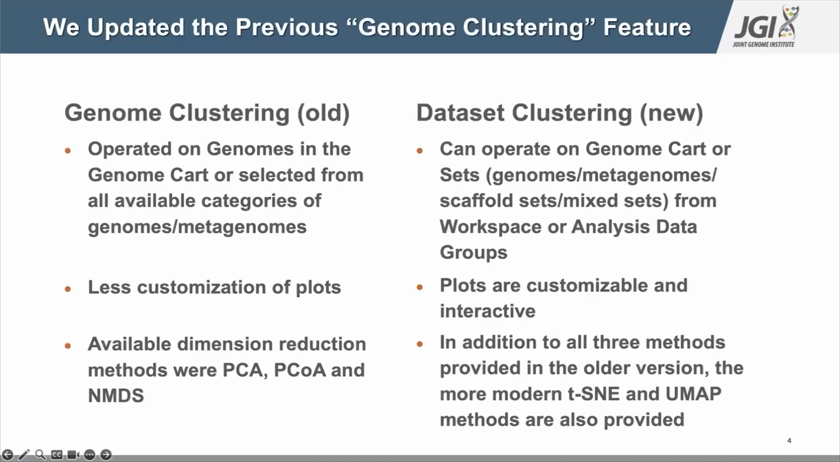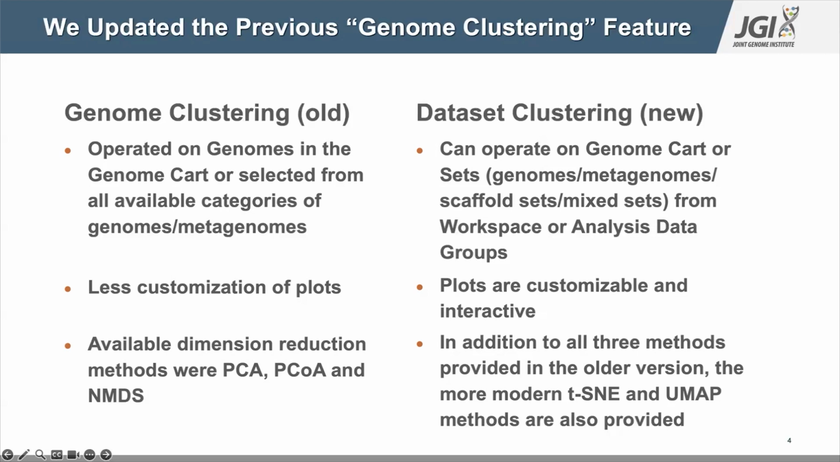So this is actually an update of a previous IMG feature, which was called genome clustering. And as I'm going to talk about now, we consider this to be a big improvement over that older feature for many reasons. First of all, while the older feature operated only on genomes in the genome cart or selected from available categories of genomes or metagenomes, the new feature can operate on genomes from the genome cart, genome sets or scaffold sets from the workspace, or even mixed sets from analysis data groups. In addition, while the old version had less customization of plots, in the new version, the plots are customizable and interactive, thanks to Anna's work.